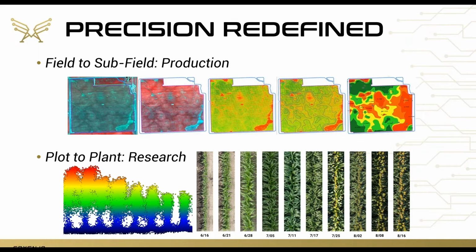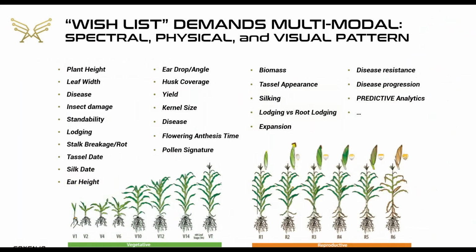We need multimodal, we need lots of things at a very different scale than most in agriculture are familiar with in this space. And it's really why direct georeferencing comes in, and we'll get to that in a minute. For example, this is a wish list of demands from plant breeders to better understand things like plant height, standability, kernel size, biomass, disease predictions, etc.